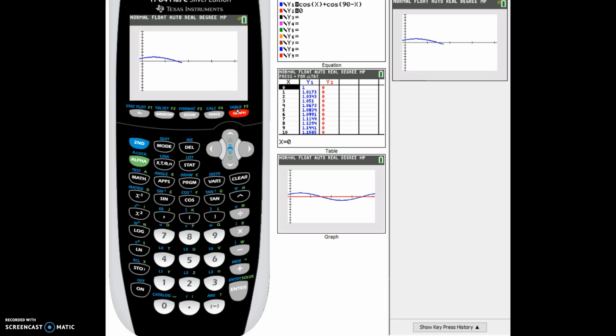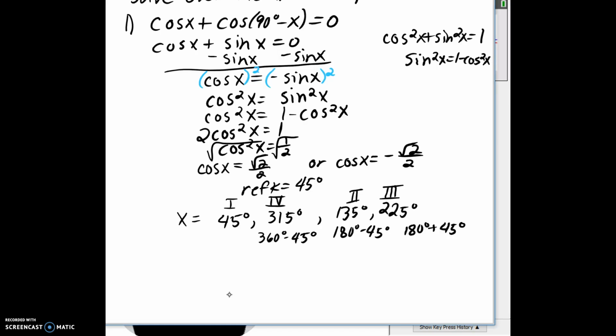It's a little slow, but you'll notice we have 4 answers. This graph is only hitting 2 times. So you're going to hit second trace intersect. Get close to one of them. Do your enter 3 times. And 135 is one of my answers, so I'm going to circle that. And then we'll do that again.